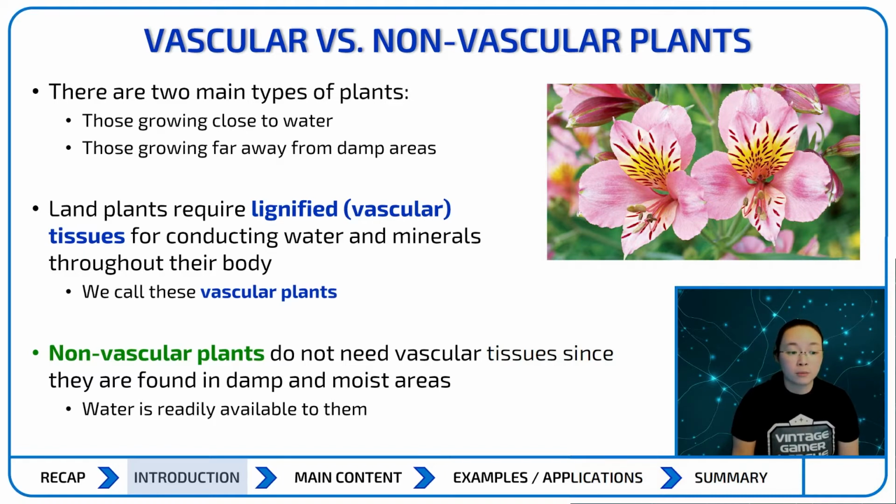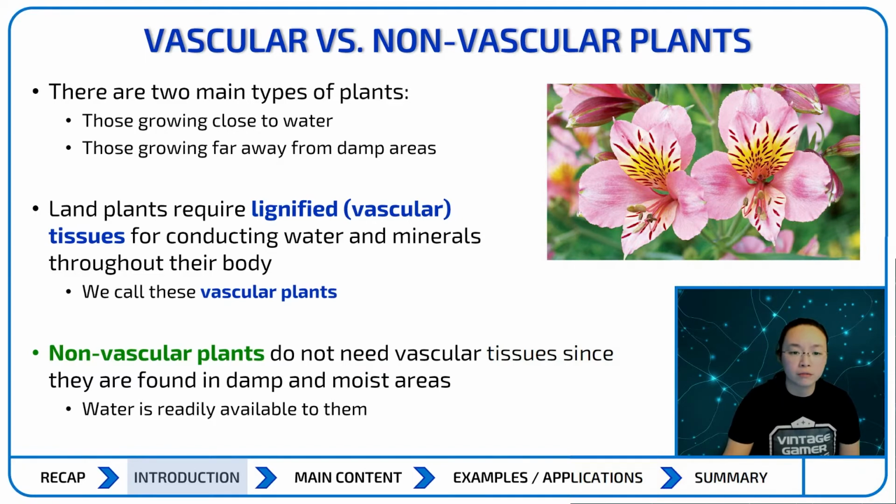Now, non-vascular plants don't need vascular tissues as much because they're found in damp and moist areas. So that means that water is readily available to them. They're not in need of being able to have mechanisms to absorb water since they're always around it.